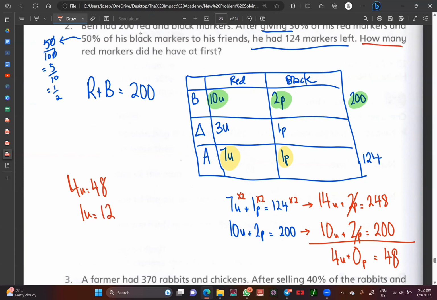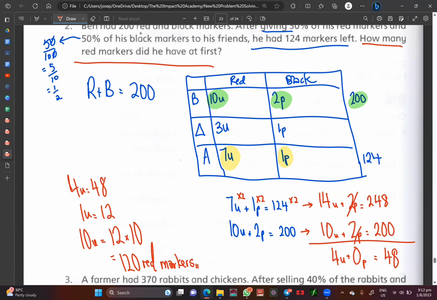The question says how many red markers did he have at first? So 10 units. So therefore we simply do 12 times 10 and we get an answer of 120 red markers. And therefore your answer for this question has to be 120.